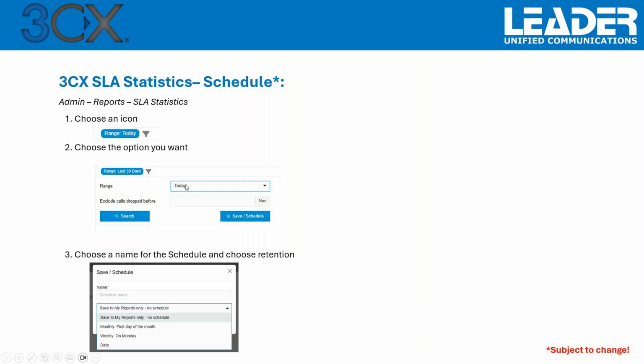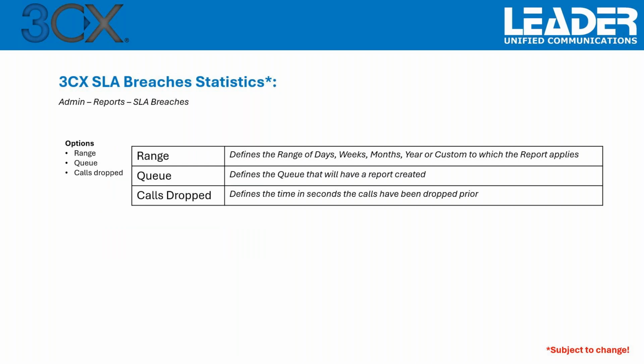Then we set the time in seconds after how many seconds actually a call should be answered. Everything prior to that, everything dropped before that, is not inside the report. And then we do the whole schedule of the report. If I want to schedule and save it, or if I only want to save it, that kind of stuff.